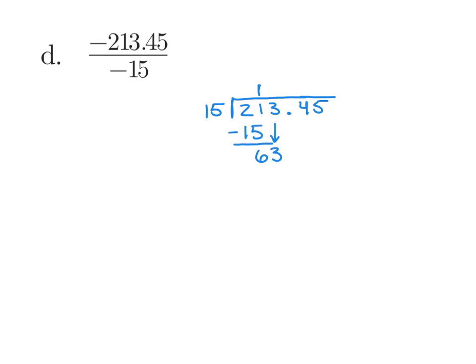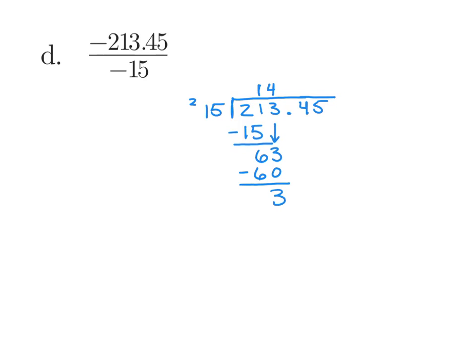15 goes into 63. Let's try 4. 4 times 5 is 20. 4 times 1 is 4 plus 2 is 6. Okay, that worked. We have that 60 is smaller than 63, so that's okay. And when we subtract, we get 3, which is smaller than 15, so that's good. So 4 was the correct number.